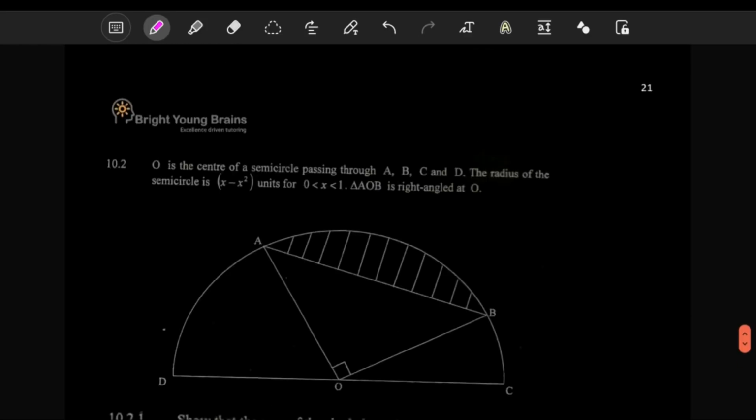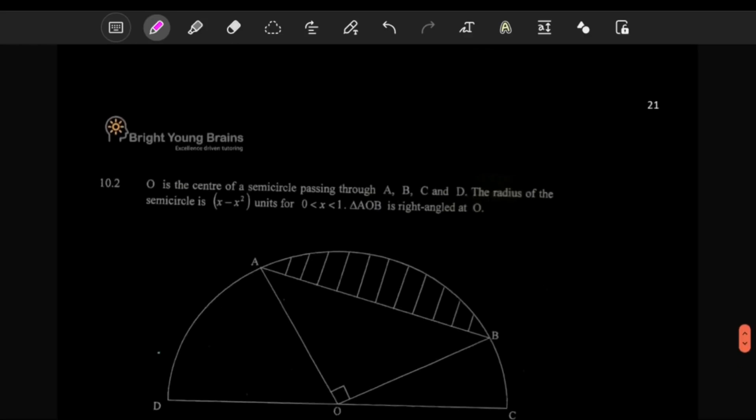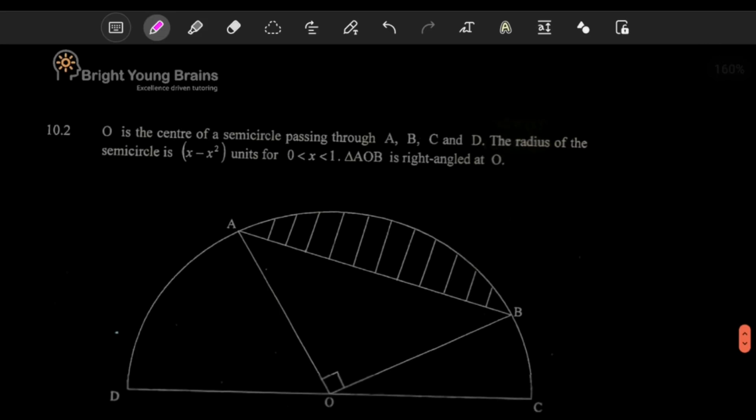Here for 5 marks, let's see the description. They said O is the center of a semicircle. With questions like these, just looking at the diagram, it's easy to panic. There's a circle, a triangle, a semicircle, a portion of a circle. It's so much going on, so just relax. They said O is the center of a semicircle passing through A, B, C, and D.